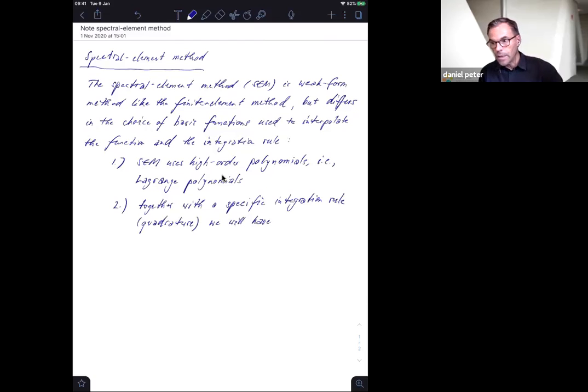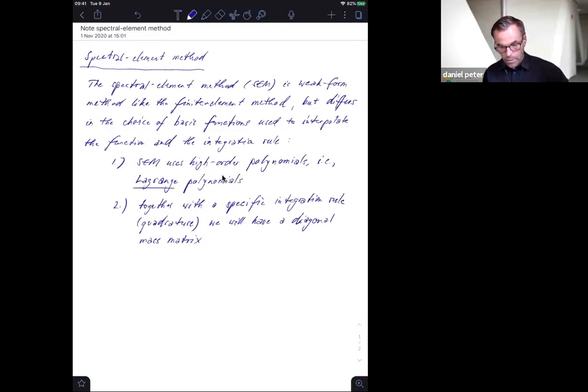So we'll have then a diagonal mass matrix. That mass matrix is mostly used for the wave propagation, but we can also think of the mass matrix when we look at the heat example, where it is the capacity matrix.